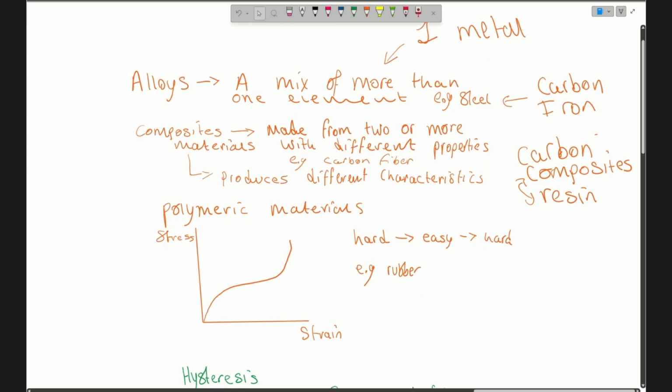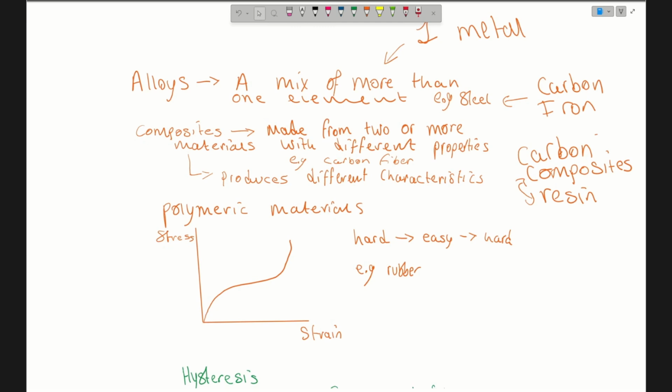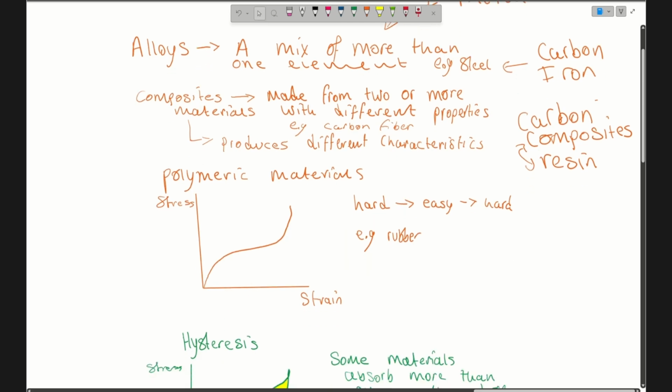And then we have something called polymeric materials, which essentially mean they go from hard to stretch, easy to stretch, back to hard to stretch. You can see that here. So the curve starts quite steep, then it flattens out in this middle section. And then near the end, it gets really hard to stretch them again before the object breaks. An example of this would be rubber.